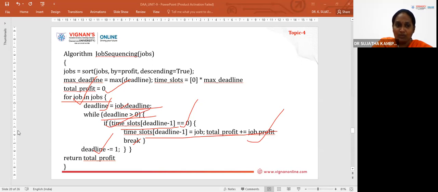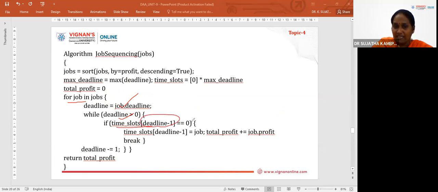Here, what we are doing is taking a job and considering its deadline. While deadline is greater than 0, we are checking whether that slot is vacant or not. If this slot is vacant, then we assign the job to that slot, and then we break the process since the job is already assigned. If this slot is not vacant, in that case, we decrement the deadline and again check the previous slot.